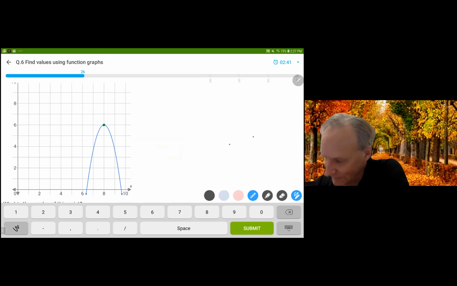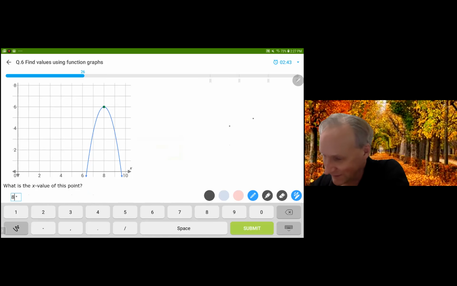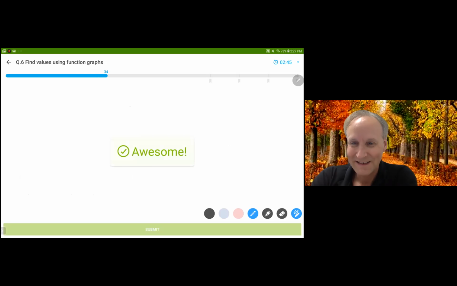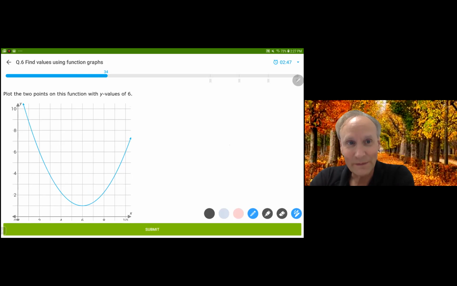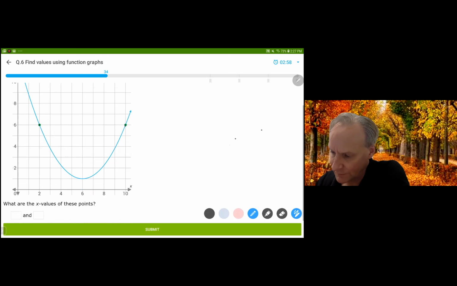They're going to keep giving me these negative parabolas because I messed up on the 1. It's really amazing how well they target where your problems are. The y values are 6, so we want this point and this point, and it looks like we're at 2 and 10. 2 and 10.